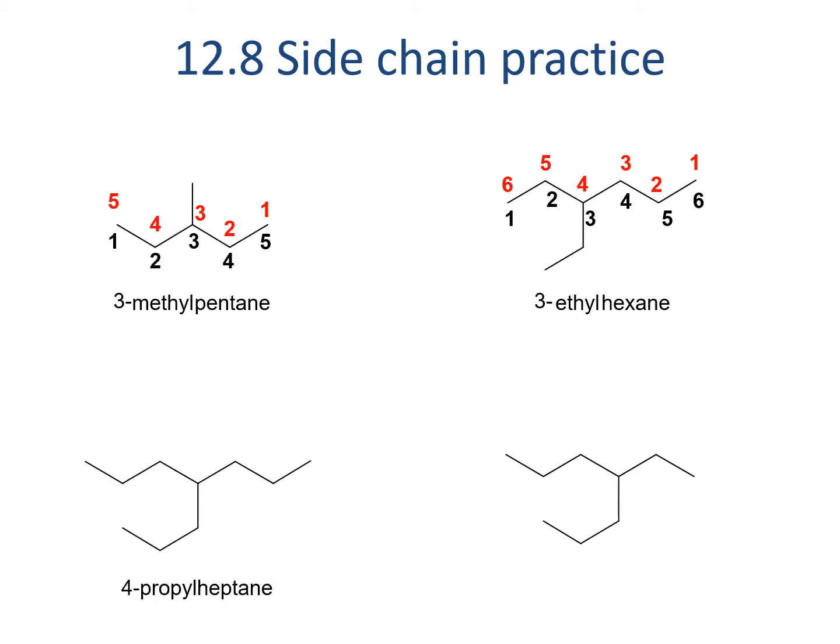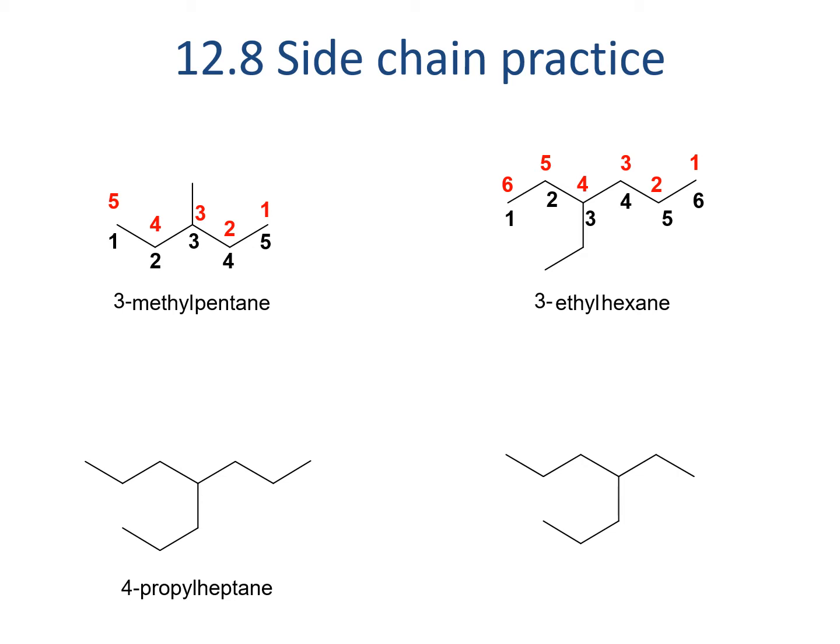The name is 4-propylheptane. 4 for the position of the side chain, propyl for a 3-carbon side chain, and heptane for the 7-carbon main chain alkane, which we'd number from left to right or right to left.